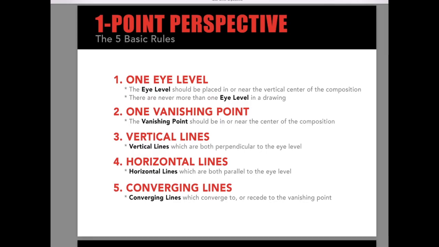Vertical lines are perpendicular to the eye level line. Horizontal lines are parallel to the eye level line. And converging lines converge or recede to the vanishing point. And let's look at some examples of this.